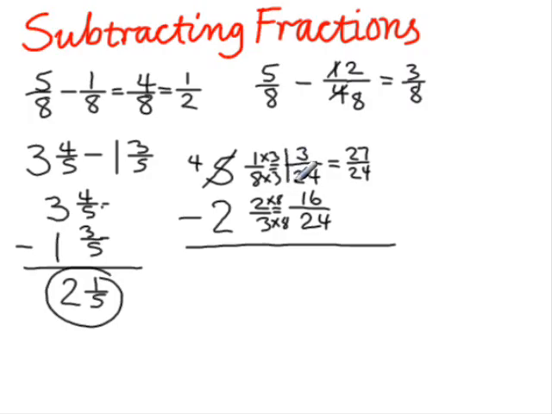We borrowed 1, so that means we have 1 3/24 here. 1 would be 24/24, and the fraction 3/24. When we combine those two, the 1 and the 3/24, we get 27/24. And now we can subtract the 16 from the 27, and we get 11. And 2 from 4 is 2. Can we simplify 2 and 11/24? No, there's no number that divides evenly into 11 and 24 other than 1. And so this answer is in its simplest form.